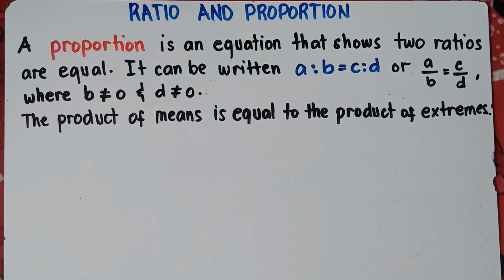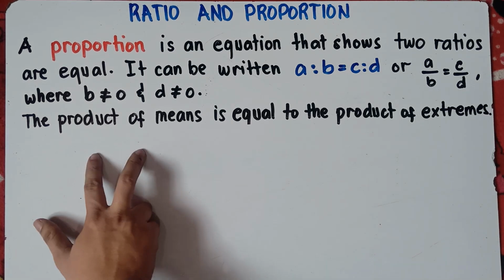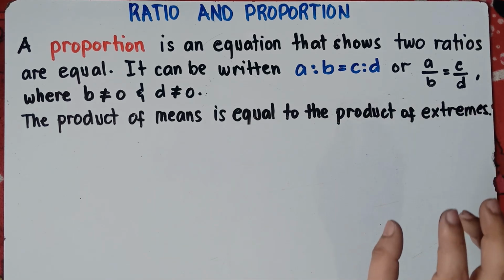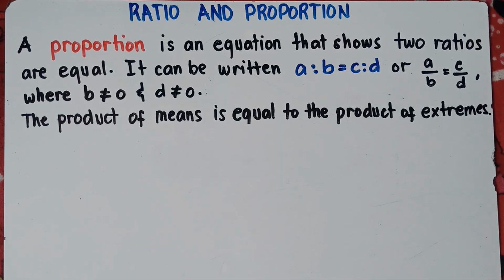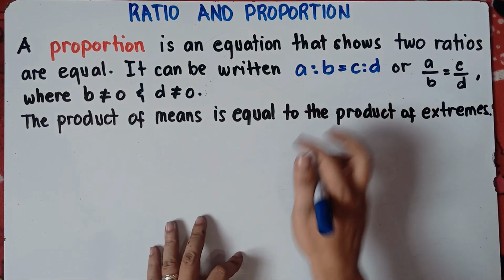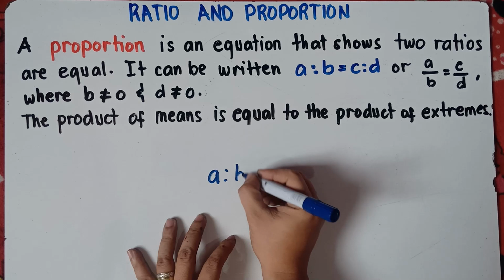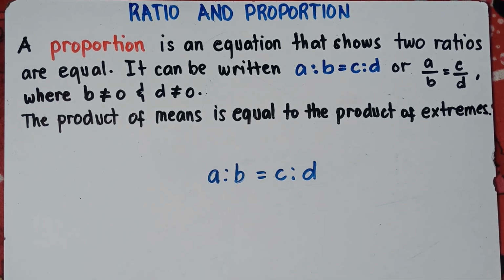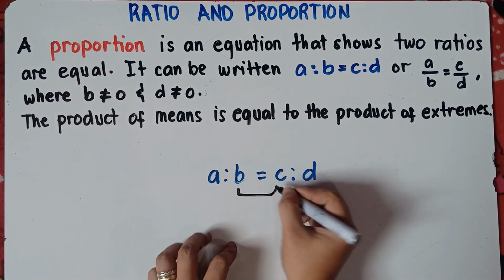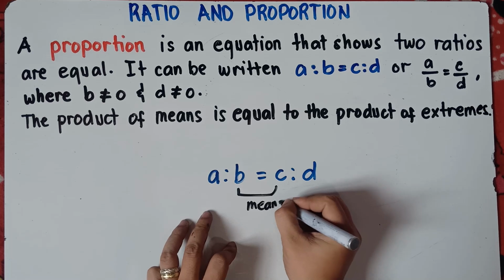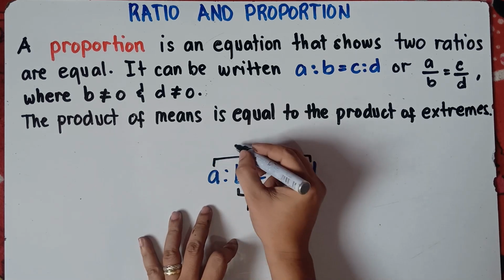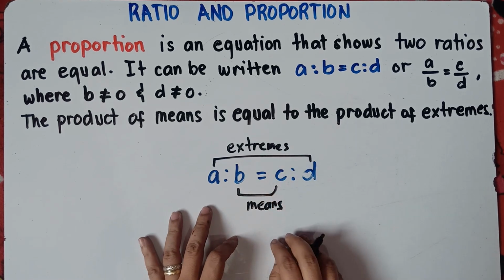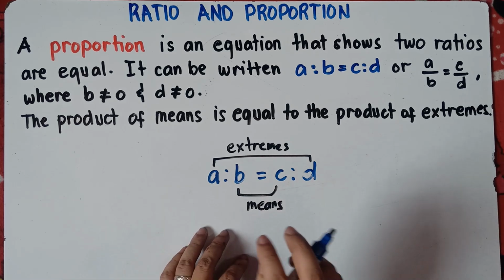We will know that it is a proportion when the product of the means is equal to the product of the extremes. Let me explain the means and extremes, class. If we are given A is to B equals C is to D, this B and C is what we call the means, and this A and D is what we call the extremes. If the product of the means is equal to the product of the extremes, then this is a proportion.